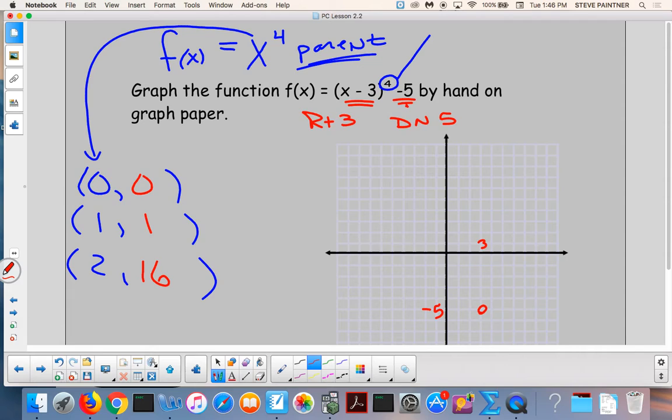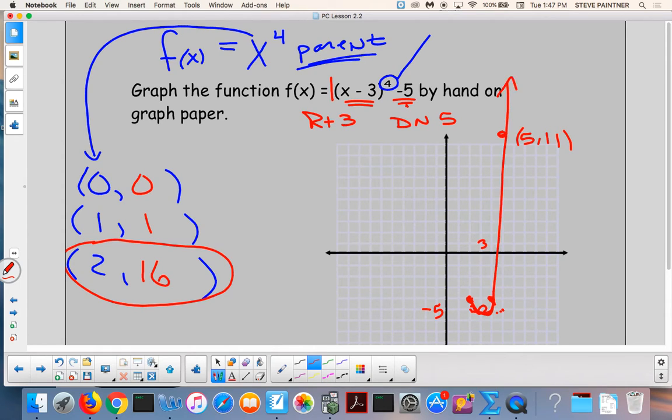So when you do this, you say, it acts just like the parent because of the number 1. So I go over 1, up 1. Back up 1, up 1. Right now, this is what I have. Kind of flat on the bottom. But where's the next point? Acts like the parent. 2 to the right, 16 up. You're down 5, so you'll be at 11. You'll be at 5, 11. So here you go. Couldn't you just mirror it over? What am I mirroring it over?